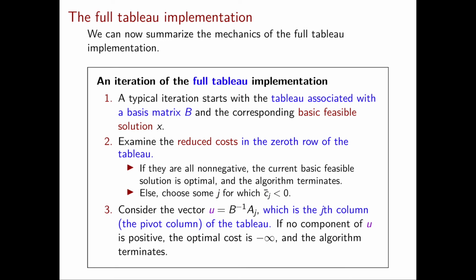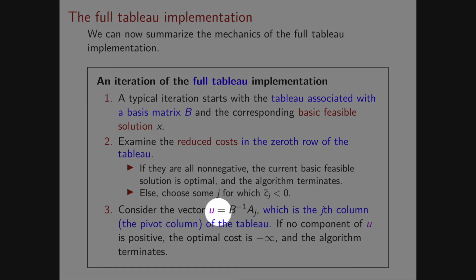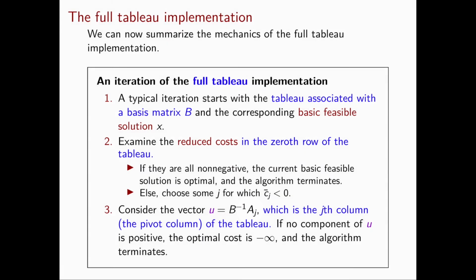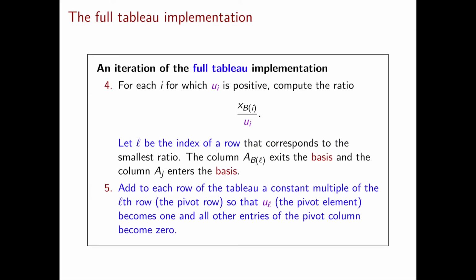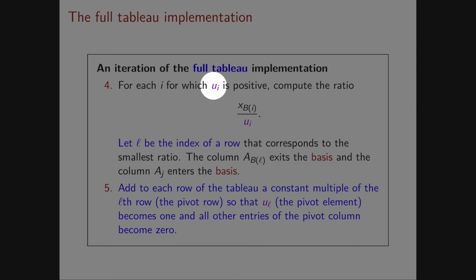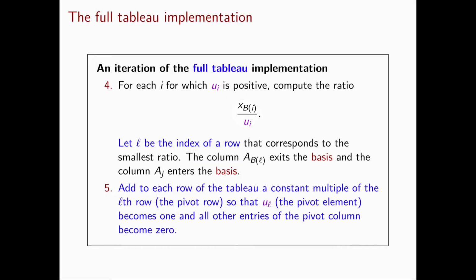Next, we need to consider the vector u defined by B inverse A_j. Now this vector is conveniently placed in the jth column of the tableau, and this is the pivot column. If no component of u is positive, the optimal cost is minus infinity and the algorithm terminates. Otherwise, for every i with u_i positive, we compute the ratio x_B(i) over u_i.